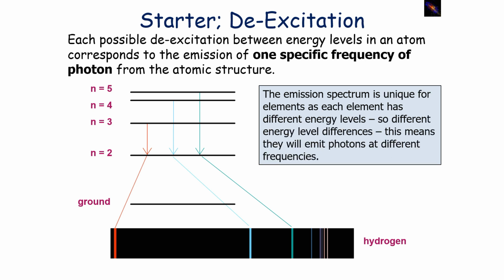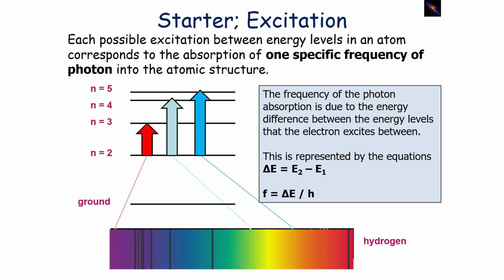Now the emission spectra is unique for elements, as each element has a different energy level number, so a different energy level difference, so it means they will emit photons at different frequencies, and the frequency of the photon absorbed in the absorption spectra is the same principle, just the other way round.